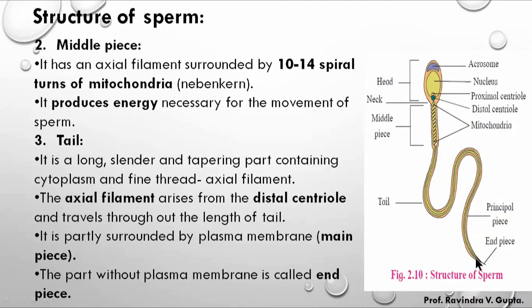Now we see the last part. In the last part, the tail part, which is the axial filament, does not have a covering of plasma membrane. That part without plasma membrane is called the end piece. This is called the end piece. So it is all about the structure.